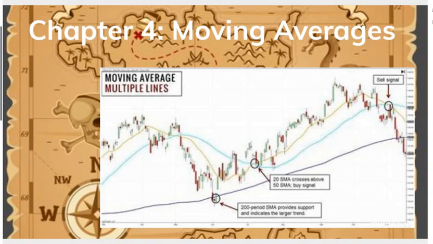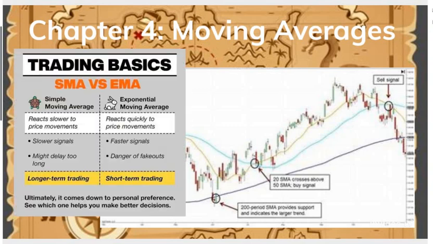Examples. 1. Simple moving average, SMA. Imagine the SMA as a path through the forest. It smooths out the bumps. When prices cross the SMA, it's like taking a turn onto a new path. The SMA helps us see the overall direction.